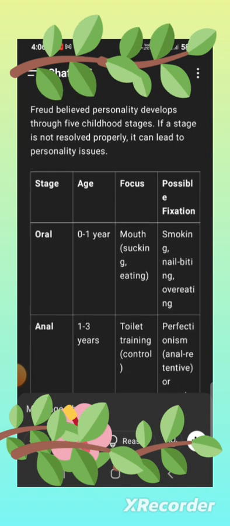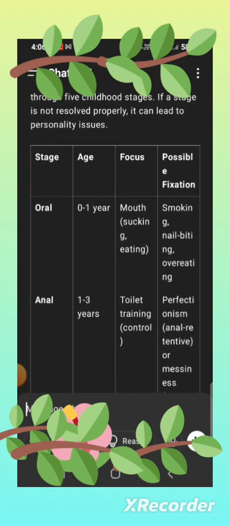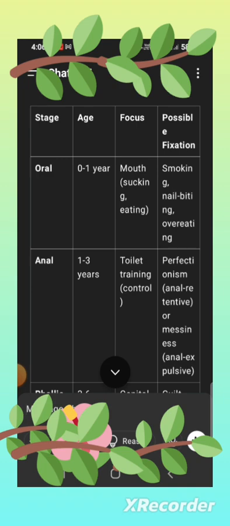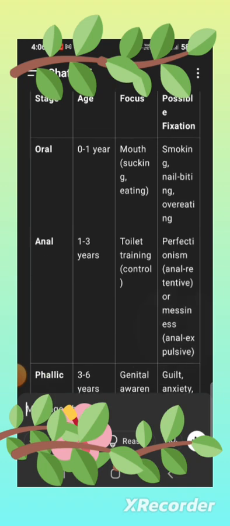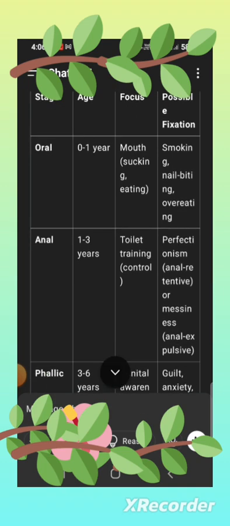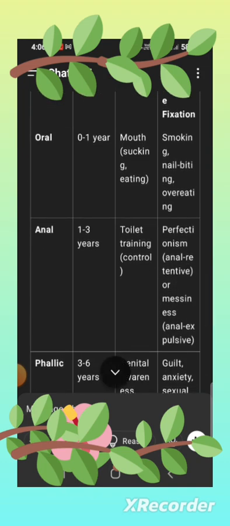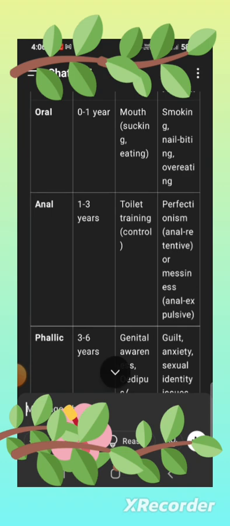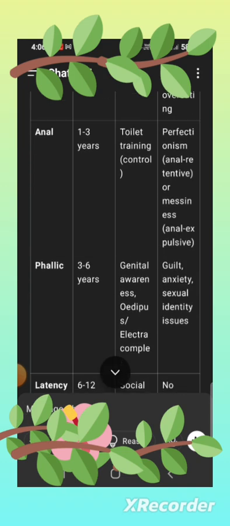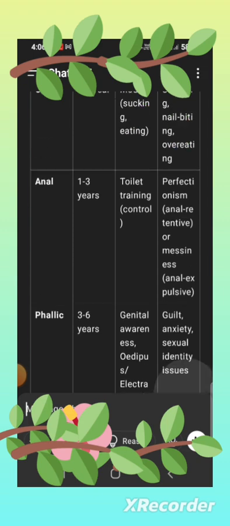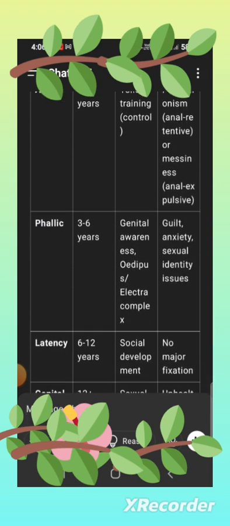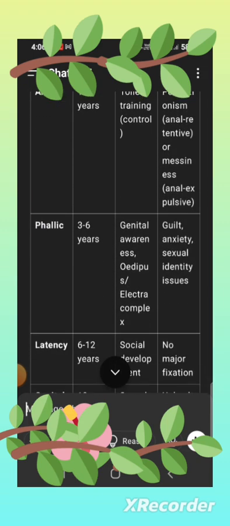Freud believed personality develops through 5 childhood stages. Oral stage, 0 to 1 year: focus on the mouth, sucking, eating. Possible fixations: smoking, nail biting, overeating. Anal stage, 1 to 3 years: toilet training, control. Possible fixations: perfectionism or anal expulsive.